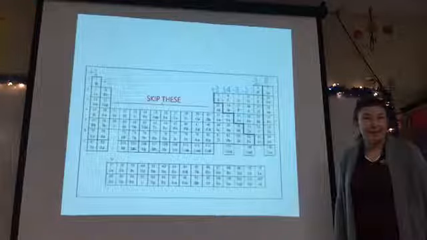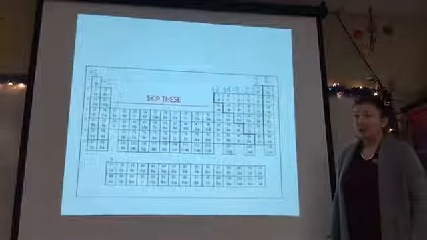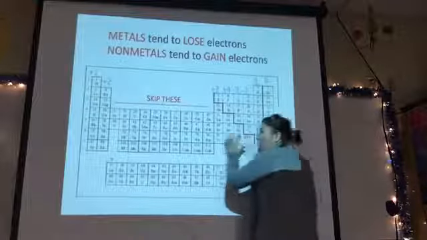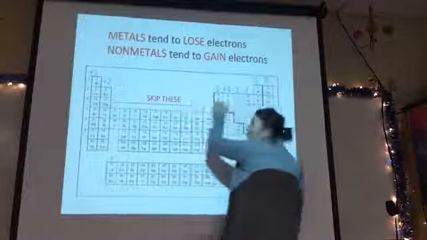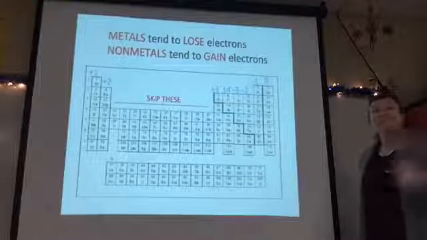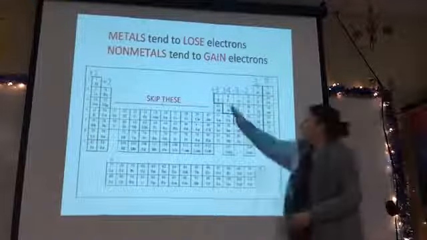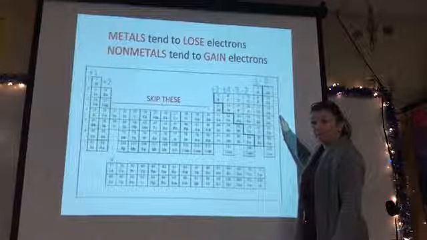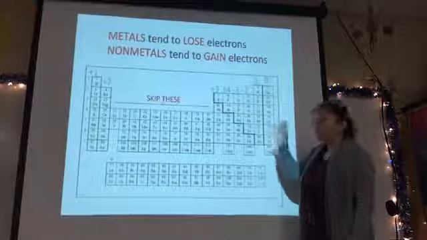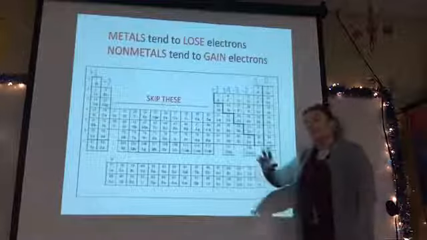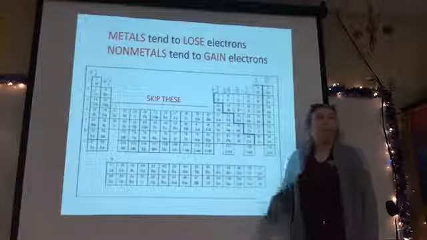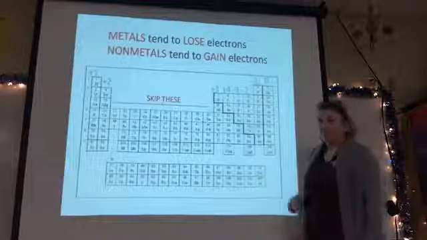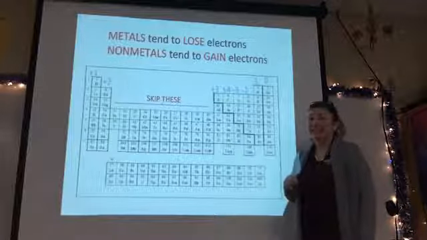Does that make sense? Are we good with this? Now remember, if you look at this, remember our stair-step line? These are all metals. Metals all tend to lose electrons. Non-metals that are on this side, look, negative, negative, negative, they will tend to gain them. Okay? So remember this when we're doing other things. We'll use this in the next several chapters to come. Metals lose electrons, non-metals gain them. So far, so good. Yes?